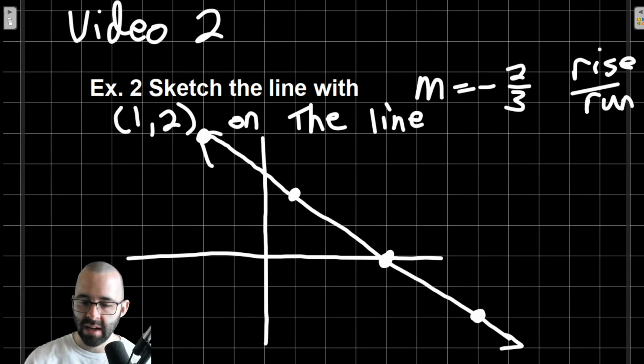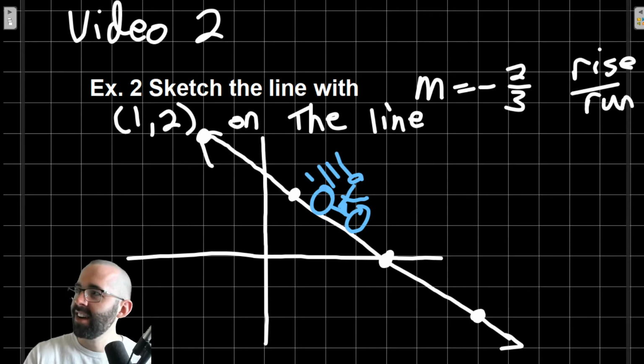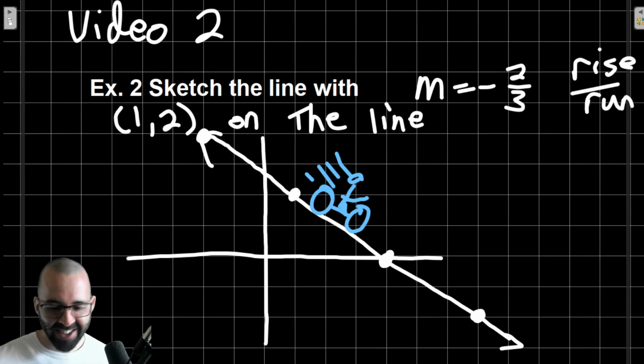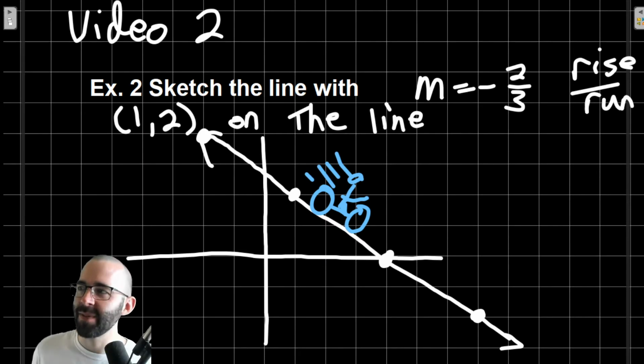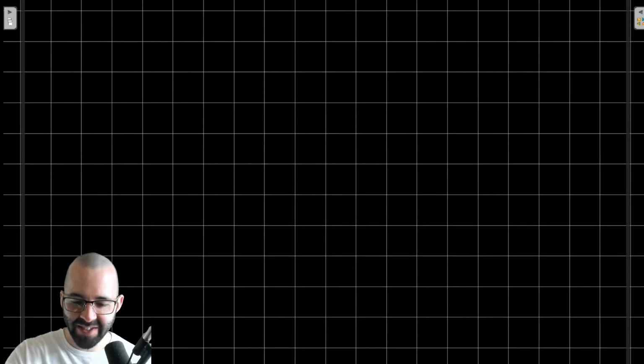Okay. Negative just means we're going down, right? It's like if there's a person on a little bicycle over here, let's say, negative just means the person on the bike is going downhill. Whereas if it's positive, the person is biking uphill. All right. So that's all there is for example 2. We did it. Okay. Let's move on to the next one.